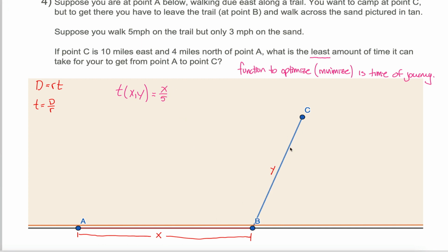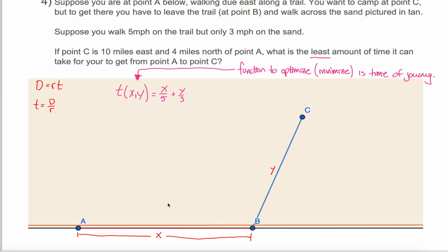What about the amount of time I'll spend on this part of my journey? Well, the distance of this second half of my journey is y, and the rate, the speed of this second half, because I'm walking on sand, is 3 miles per hour. So d is y, r is 3, t is equal to y divided by 3. The total amount of time that I'll spend on my journey, written as a function of the variables x and y, is x divided by 5 plus y divided by 3. It's not obvious at all.